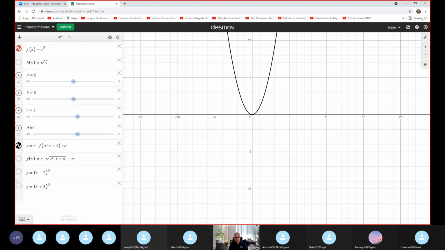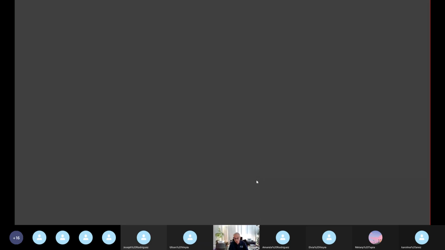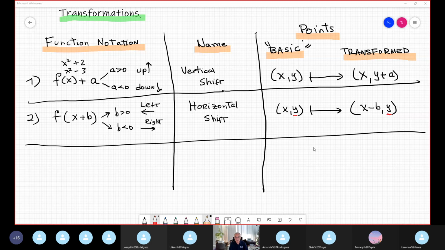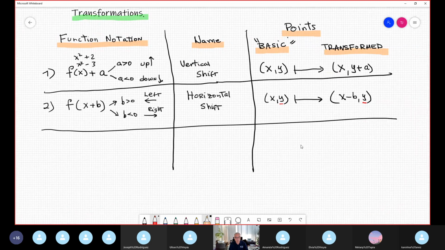Do you see or no? Horizontal shift, vertical shift. Good. Thank you. This is a topic very, very complicated to explain for the teacher. However, I try to do my best. Okay, let's move on to the third transformation.